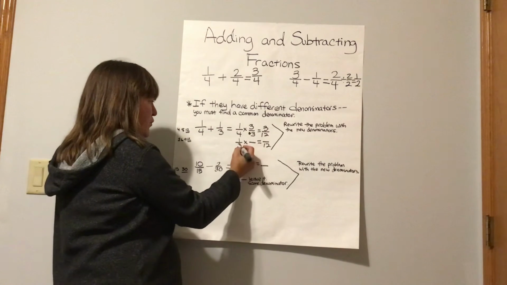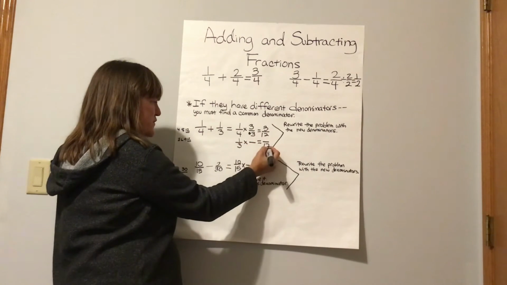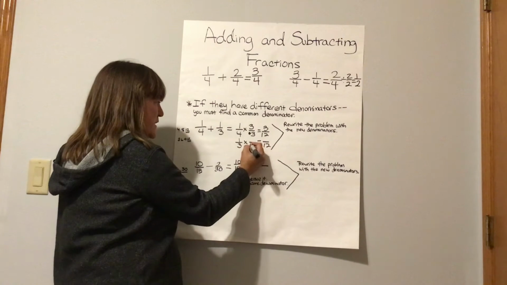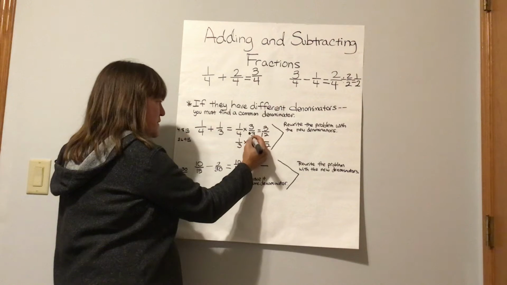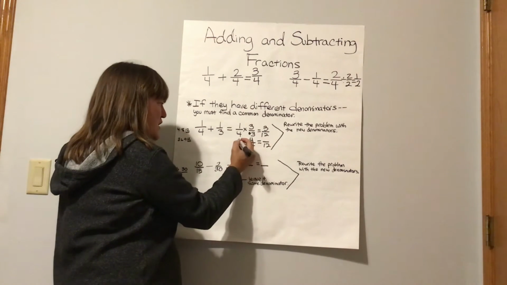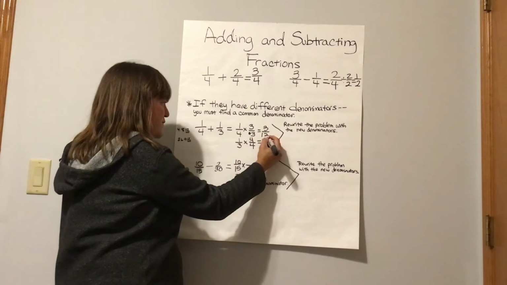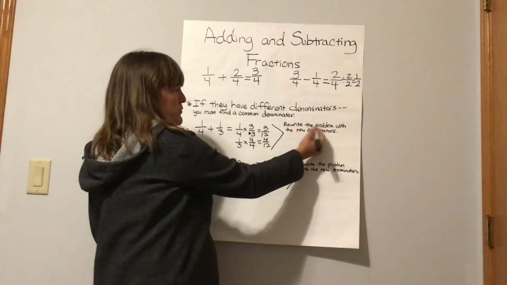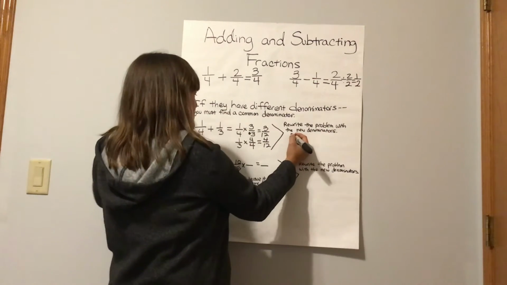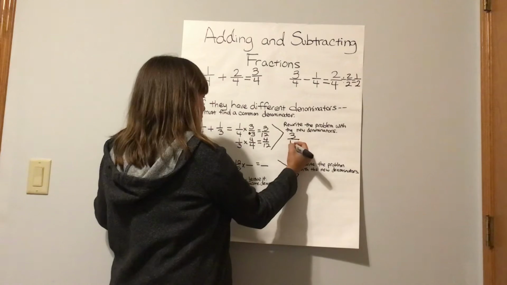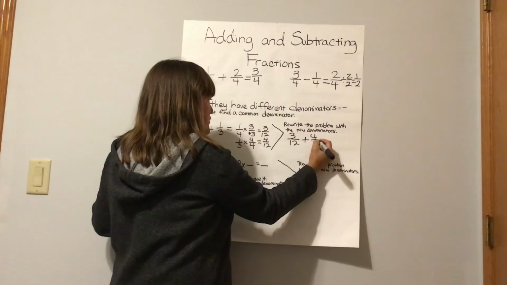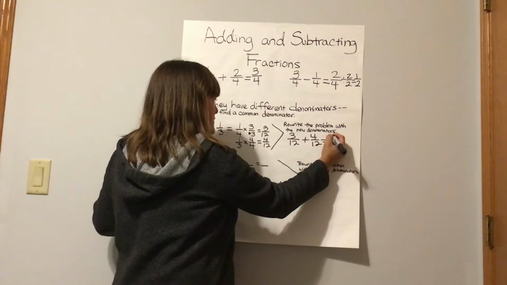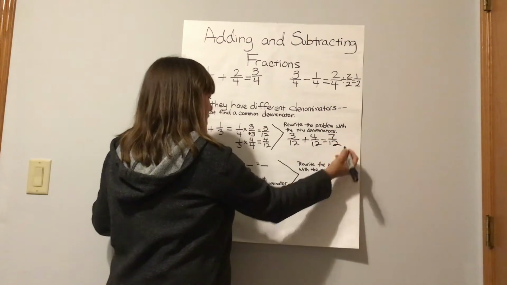So what can I multiply 3 by to get 12? I'd have to multiply it by 4. So if I multiply the denominator by 4, I need to multiply the numerator by 4. So 1 times 4 is 4. And then you should rewrite the problem with the new denominator. So you have 3 over 12, right? Plus 4 over 12, which will equal 7 over 12.